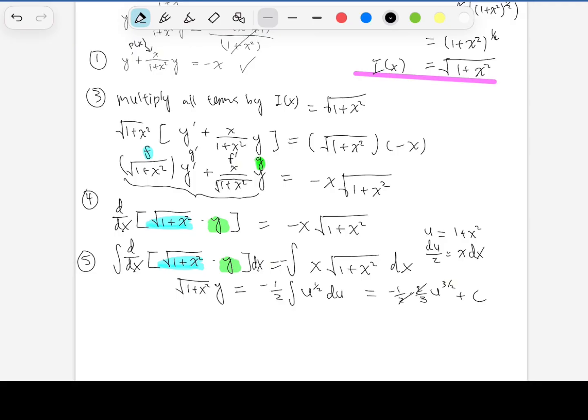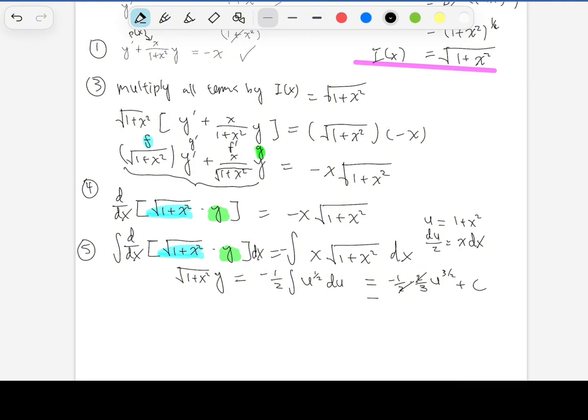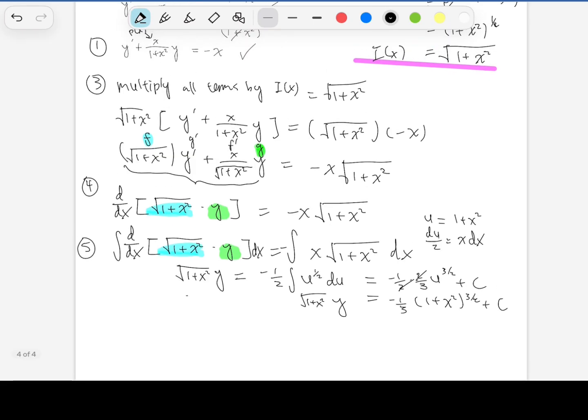Cancel, cancel. And remember to back sub. So this is negative 1/3 times 1 plus x squared to the 3/2 plus c. This is our implicit answer.